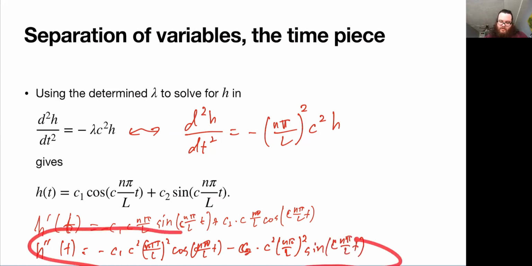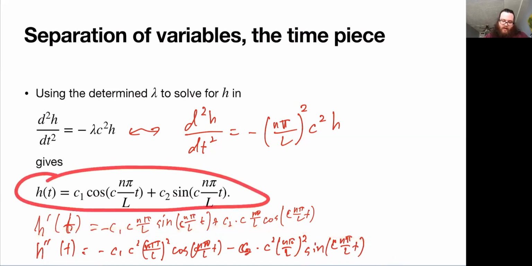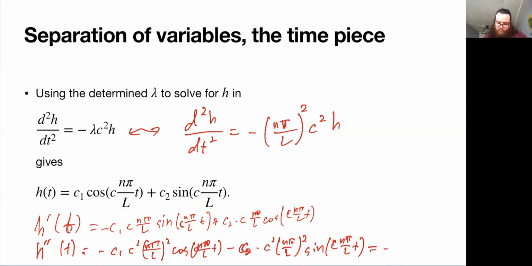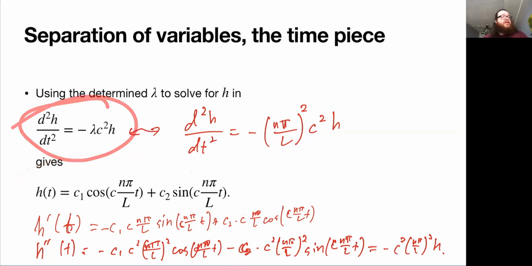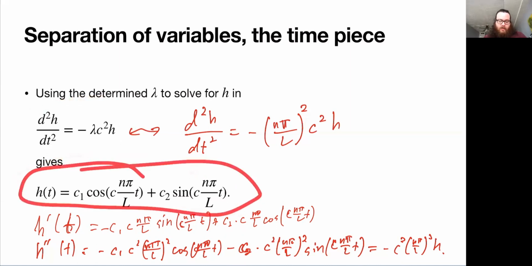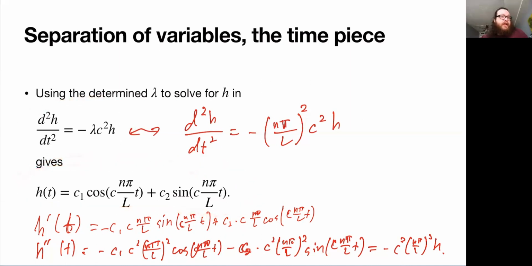And then this expression right here is exactly minus c squared n pi over L squared h, as desired. So however you want to go about it, the point is that this expression right here solves this, and it's the most general expression we can use. And so this right here is the corresponding time piece for the separation of variables problem.